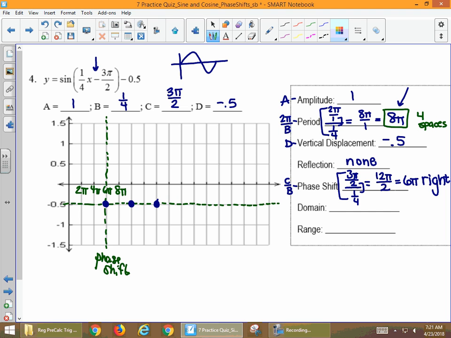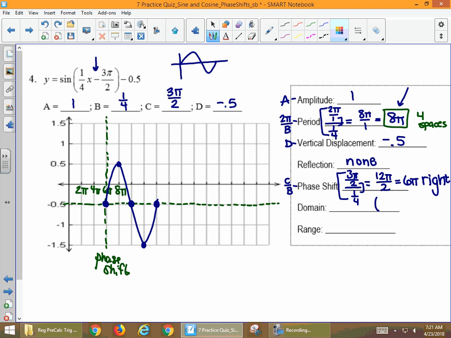Halfway in between the first two, I have a maximum. Now I need to go up 1 unit. Our amplitude is 1. That's 2 spaces here because of our scale. And between this and the second half of the period there, I have to go down. So there is 1 period of the function.